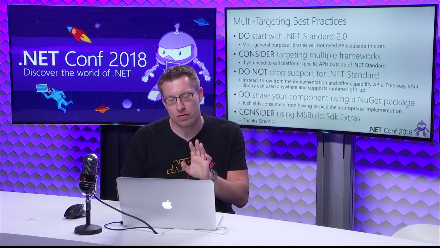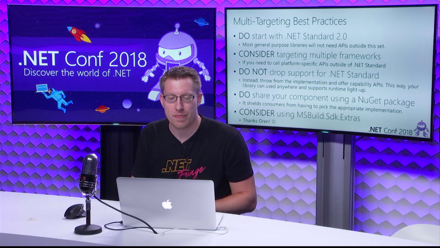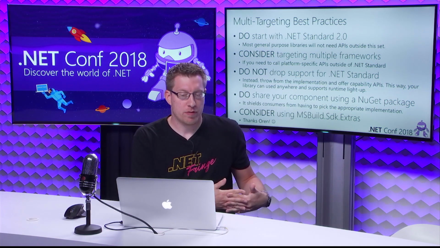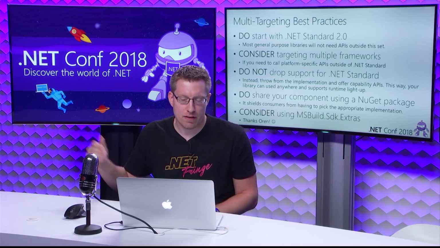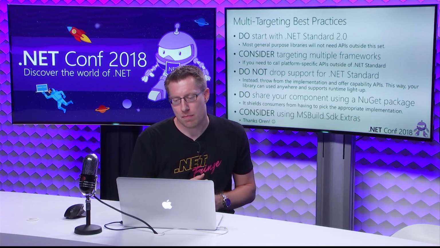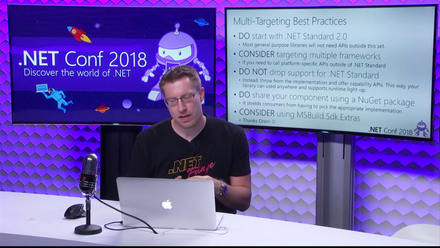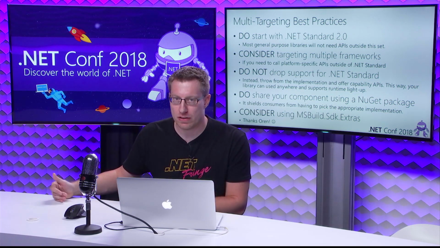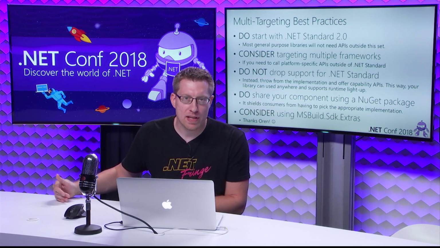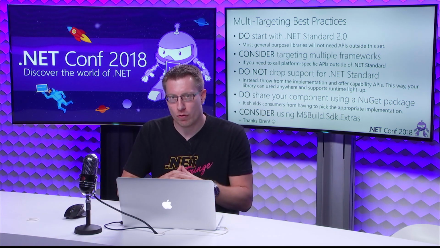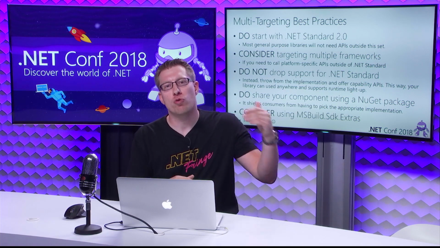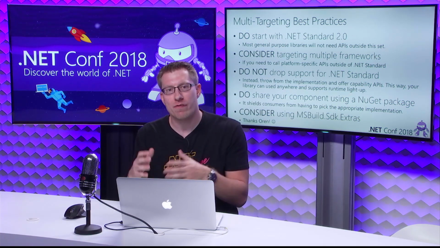But .NET Standard 2 should get you started pretty well. Now, once you want to call platform-specific APIs, then it's the time to consider adding framework-specific implementations. But even if you do that, you should never drop support for the standard. Because if you do that, that means your package can no longer be installed into a .NET Standard project, which now means not only have you been forced to write platform-specific code, all your consumers would have to do this now as well, which kind of defeats the point.